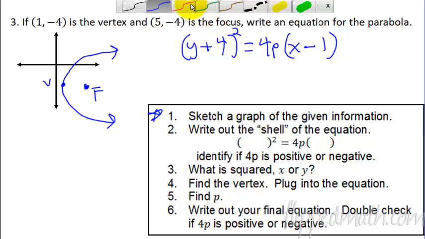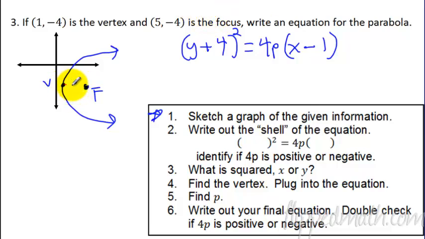So let's think about this. What is this distance right here? That distance. Well, if this is 1, -4, and this is 5, -4, that's a distance of 4. See, from 1 to 5, that's a distance of 4. So you just have to think about what's the distance there. Just think common sense here with the coordinate points. So that means that my value of p is 4.